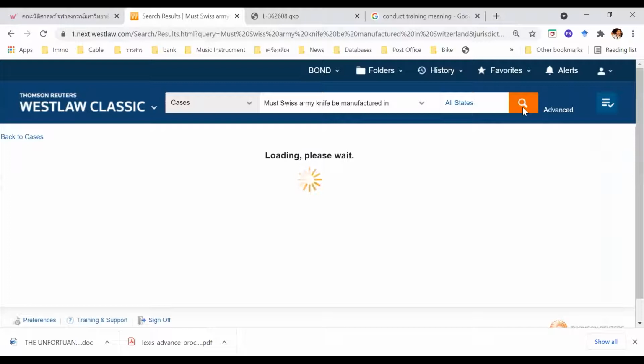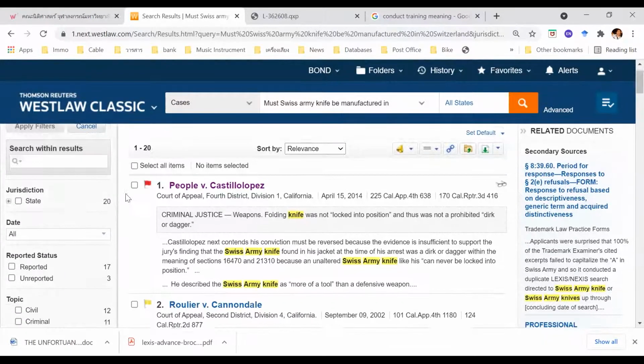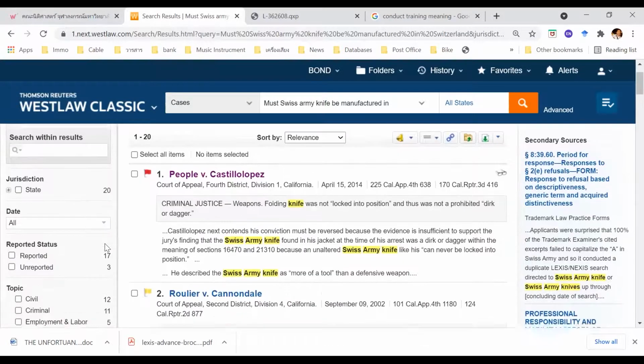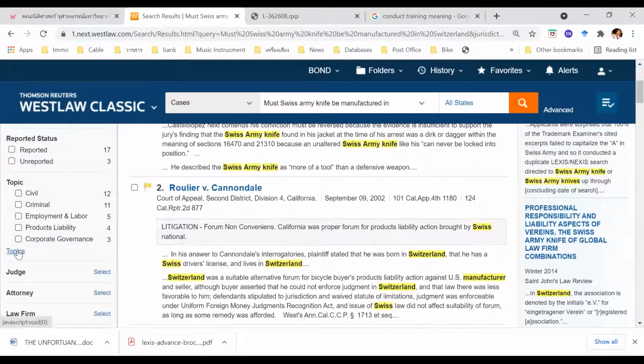The same idea applies to a different source: the search from the cases. You will look at that, and you have only 20 cases, but only state cases. And for a topic, if you are looking for another specific topic, you just click on this. Westlaw will be good for you.